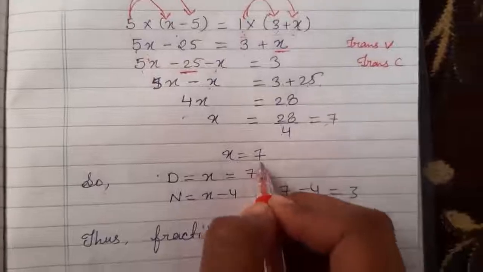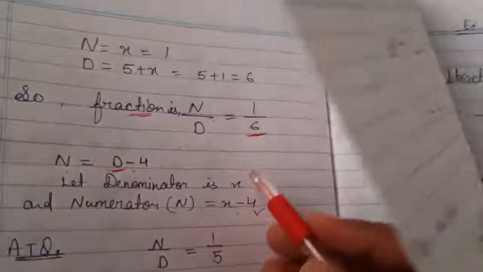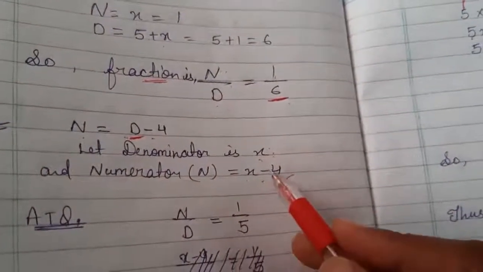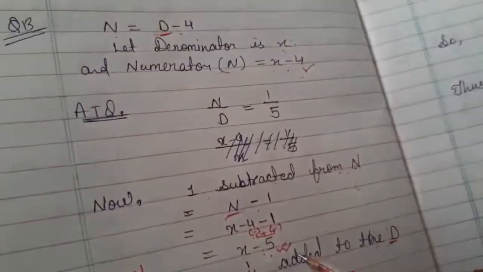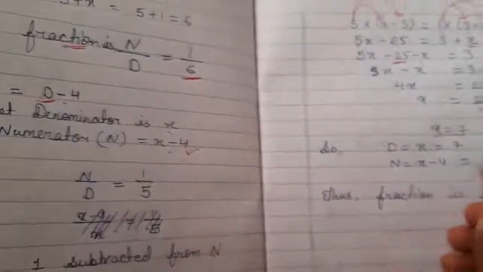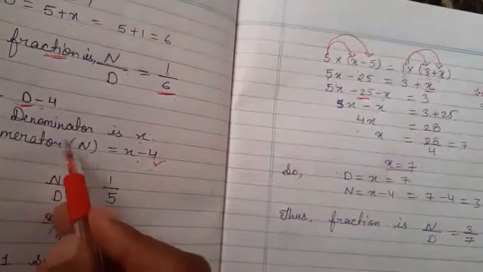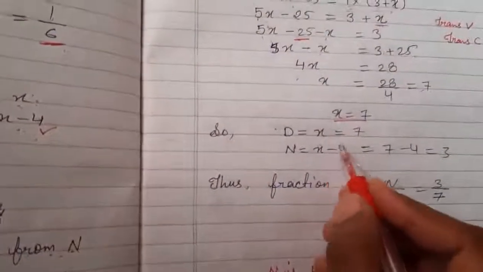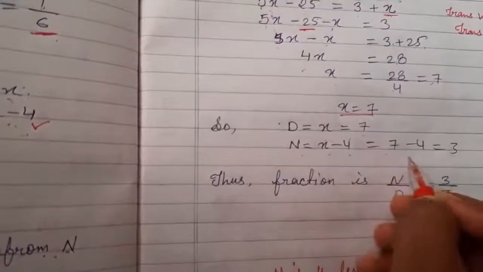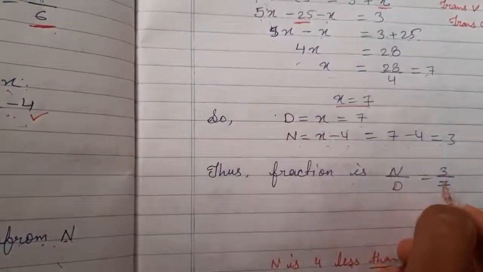Got it now? And what is your x? We are putting it in the first one. Denominator is x and numerator is x minus 4. You can put it here also, you can put it in this one also, no problem, but we are putting it in the first one. If x is equal to 7, it means the denominator is 7. So d is equal to x, x is equal to 7, and numerator x minus 4, 7 minus 4, becomes 3. Then the fraction is n upon d, 3 upon 7.